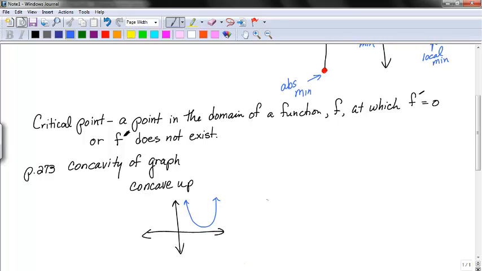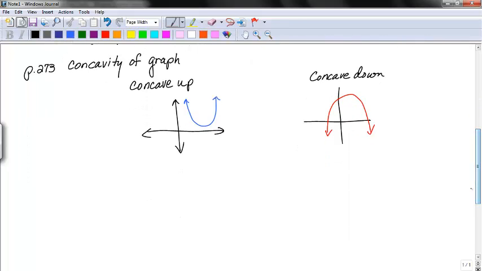And then you can guess what concave down is going to be. If I have a graph that's concave down, it's going to look like this. So when they talk about the concavity of a graph, that's what they're talking about. Concave up, concave down. Same thing, the author gets a little bit ahead of himself in this section.